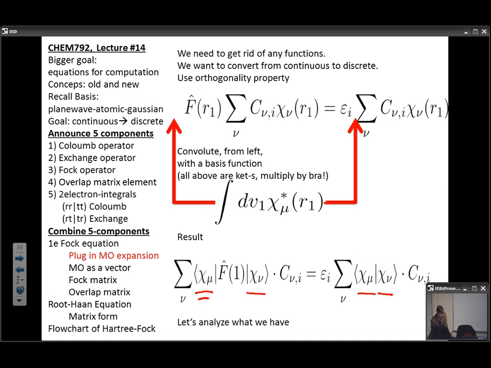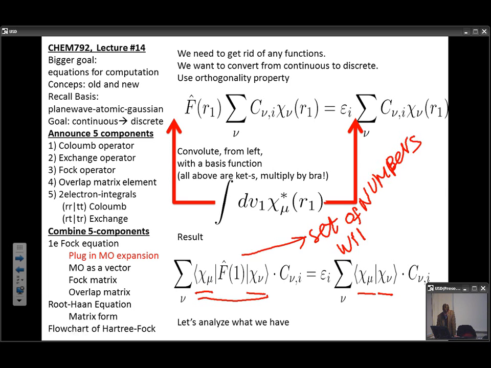But we know that those matrix elements, this bra, ket, and the operator between them, are not depending on a continuous variable. They are neither operator nor function, they are just a set of numbers. A set of numbers with specific indices. So this is just some matrix, and this is also some matrix.